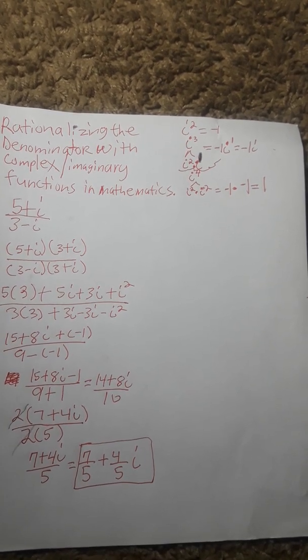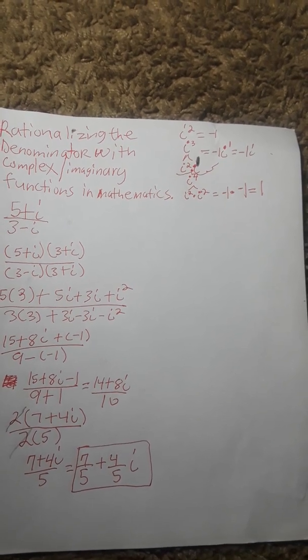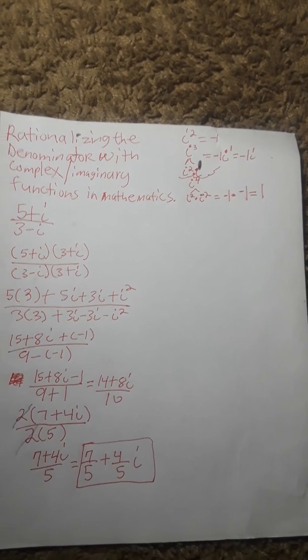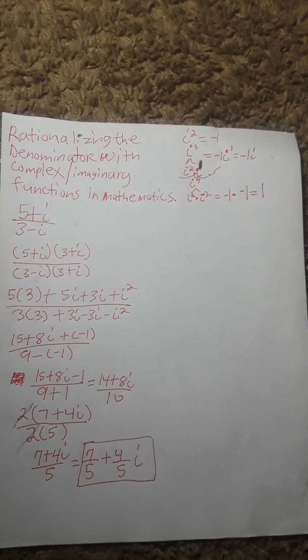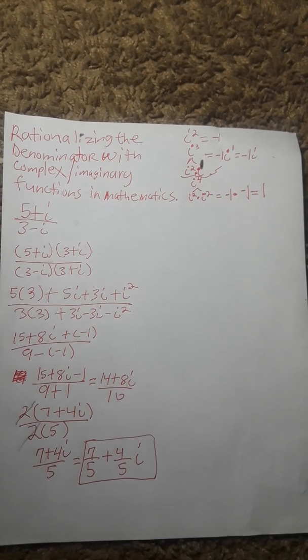i to the third is equal to i squared times i to the first power, which is equal to negative 1 times i to the first power, which is equal to negative 1i. i to the fourth power is equal to i squared times i squared, which is equal to negative 1 times negative 1, which is equal to 1.